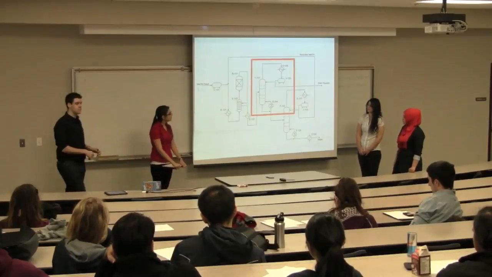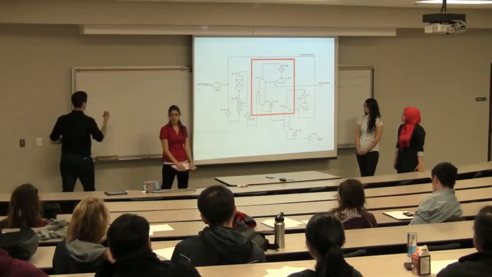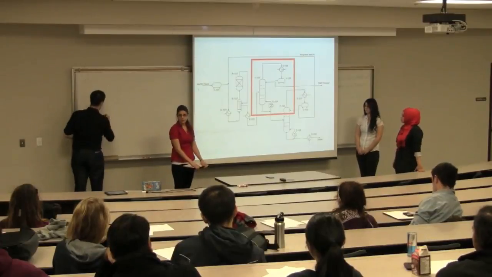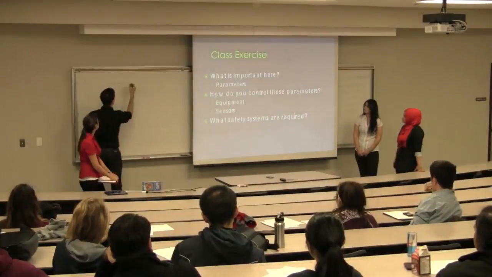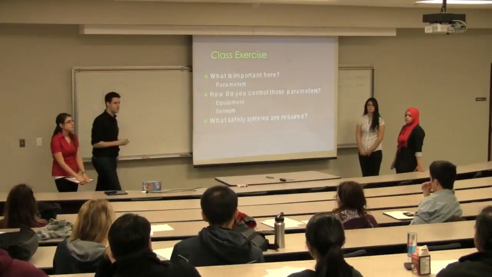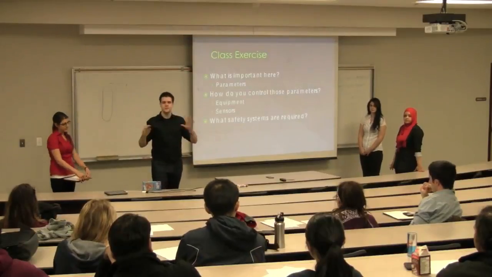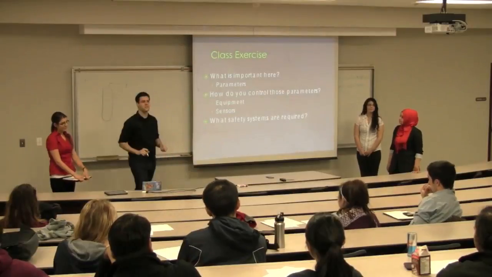So for the safety part, we chose to focus on the first step, the separation step. So what we'd like you guys to do is to help us figure out what we would need to consider when designing the safety and control system. So we've done distillation columns to death, so this should be really easy. Tell me, what do you think are some key parameters for distillation columns?